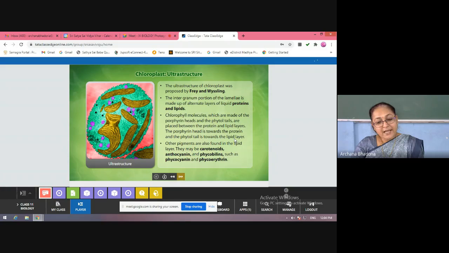One figure I will be sending children which shows the arrangement of this. What you are seeing here is the chlorophyll pigment molecules, how they are arranged in the lipid layer. That is the figure that I will send you, so don't worry about it. Other pigments are also present in the lipid layer. They are carotenoids, anthocyanin, phycobilins. So I'll take up in the next slide now.